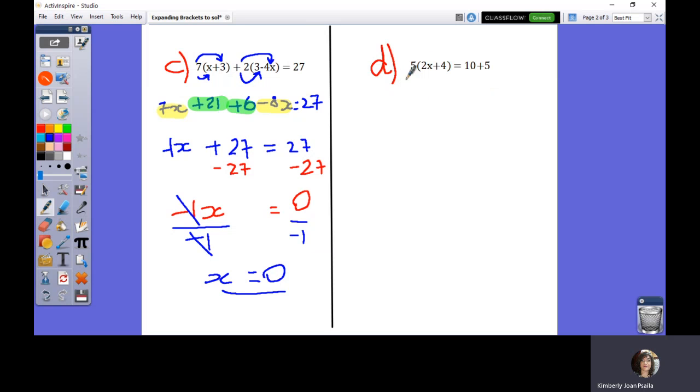Last example. So first open up the bracket. So we have 5 times 2x gives us 10x. 5 times positive 4 gives us positive 20. And here we have 10 plus 15. You can work that out, which gives us 15. Now I have to get rid of this positive 20 by subtracting 20.